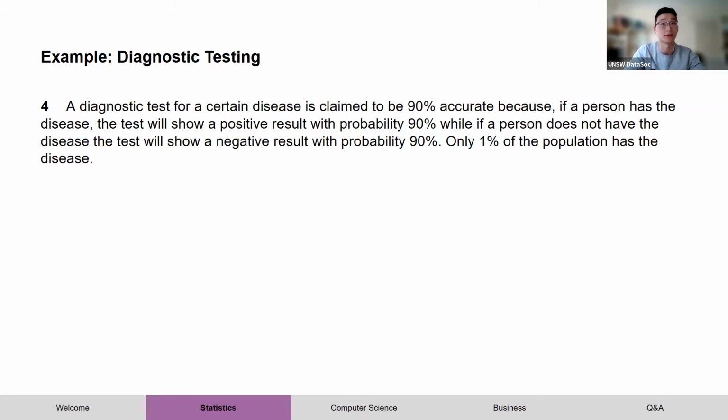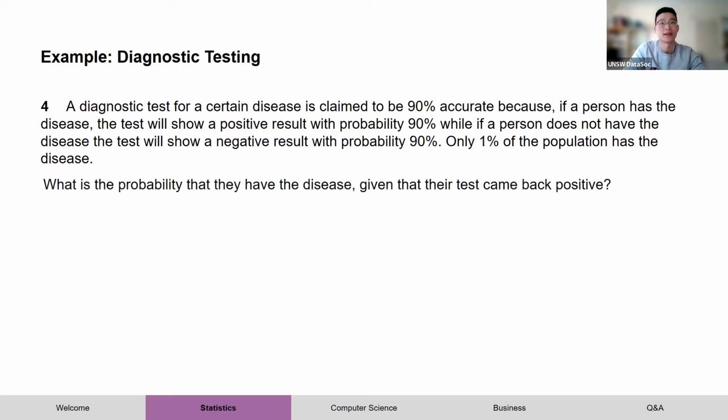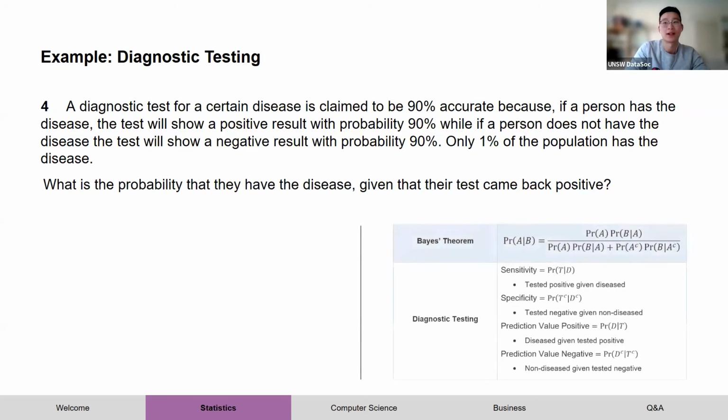And that's illustrated in question 4. So in this situation, you have the respective probabilities for certain conditional probabilities. And in this question, you want to find the probability that someone has a disease, given that the test came back positive. So in this question, it will be quite useful to use Bayes' theorem as shown there.